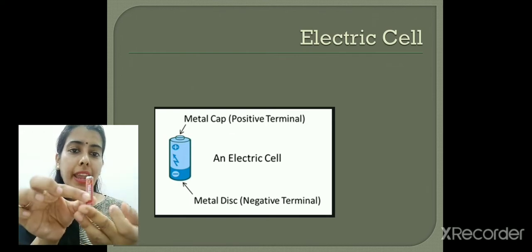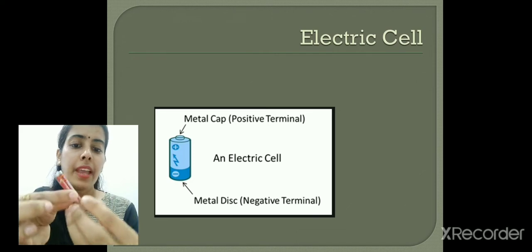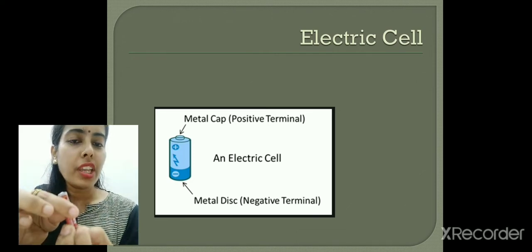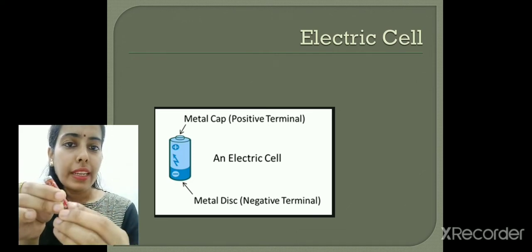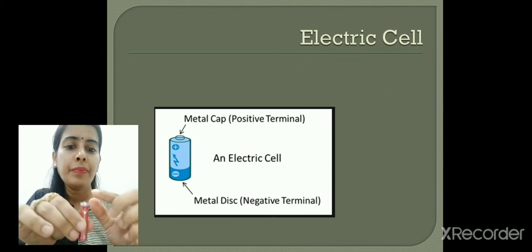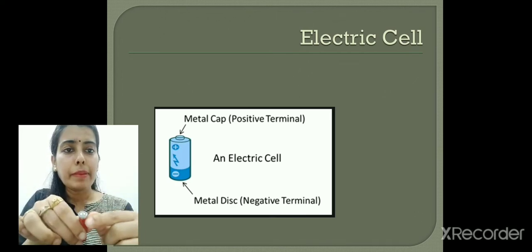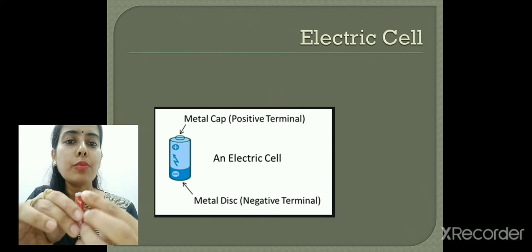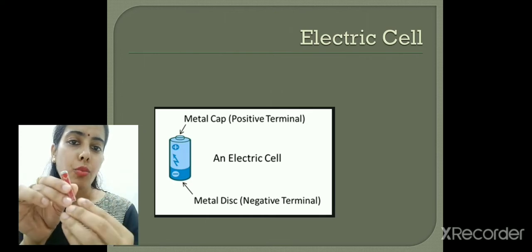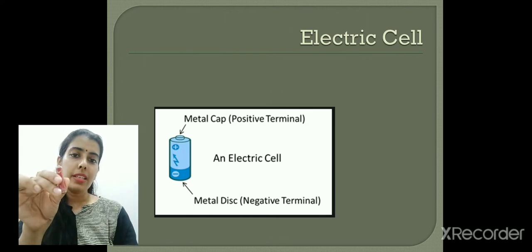So the flat end is called the negative terminal. Here it is marked also. You can check your own cell. A small negative symbol is also marked here. This end with a cap is called the positive terminal. A small plus sign is marked here and a small minus sign is marked here at the bottom.